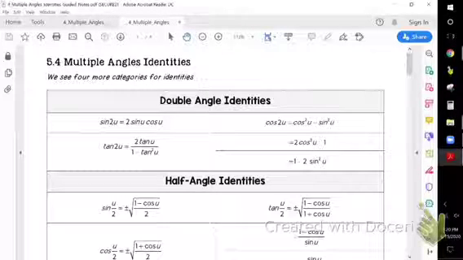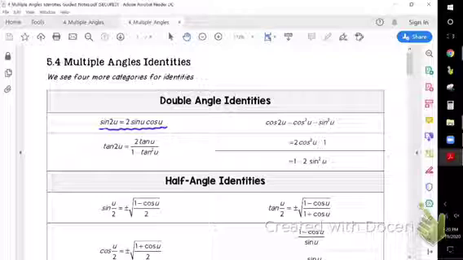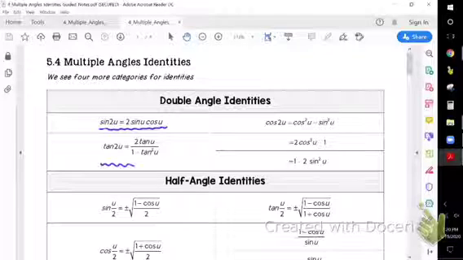Alright, so we can see that we have sine of 2u is equal to 2 times sine of u times cosine of u. Tangent of 2u is equal to 2 times tangent of u, all divided by 1 minus tangent squared of u. But now look at this other side over here, the cosine of 2u.